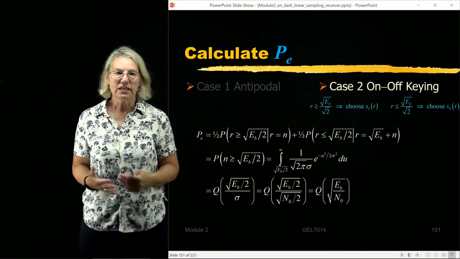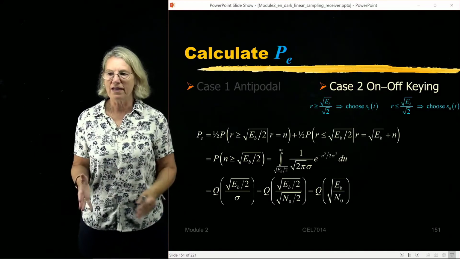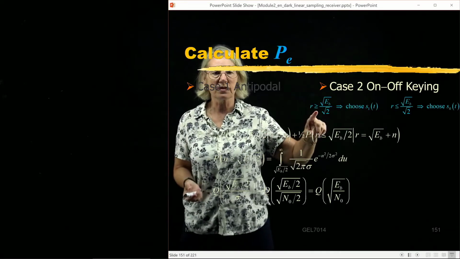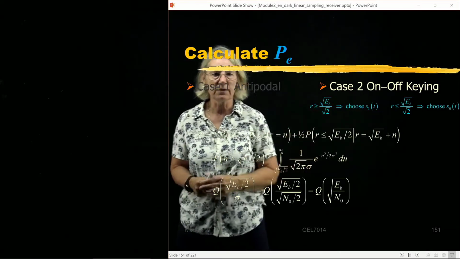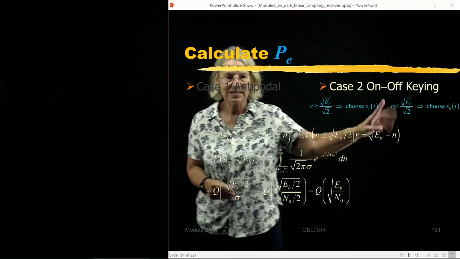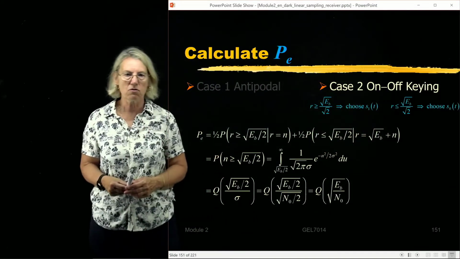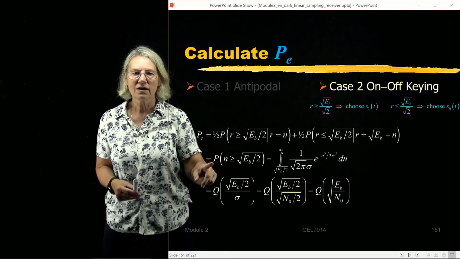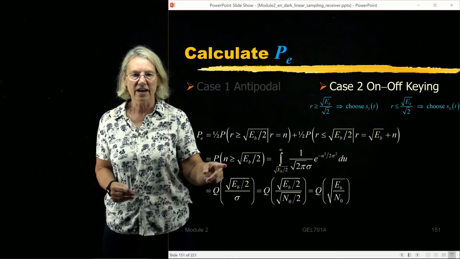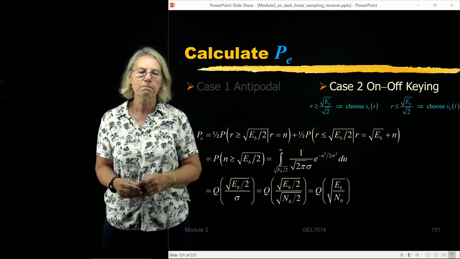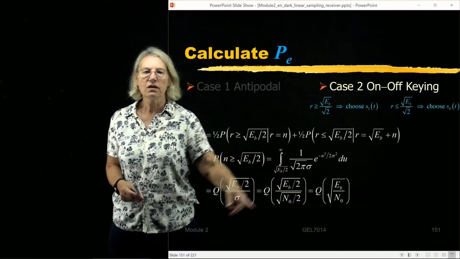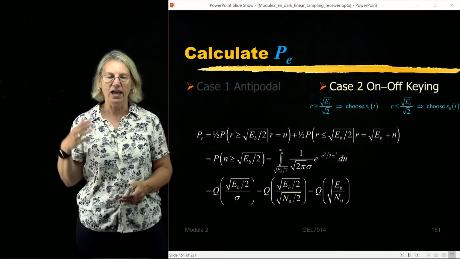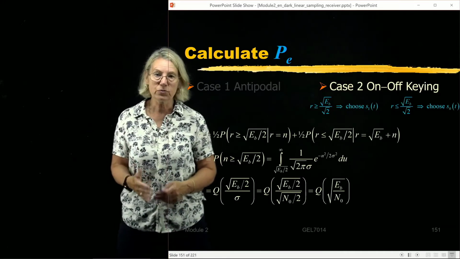If we do turn now to the on-off keying case, I won't go through all the math, but it's very, very similar. Our decision process was if the received coordinate was greater than the square root of EB over the square root of 2, choose S1. If it was less than that, choose S0. We do the same development of the math, and we come up with a single probability that n is greater than the square root of EB divided by the square root of 2. So we get, again, an integral, and we get a Q function. And if we simplify it, we get a Q function where, again, we have a square root of a signal-to-noise ratio.